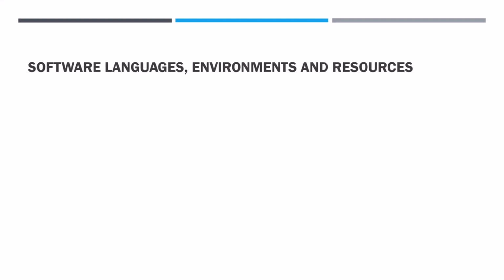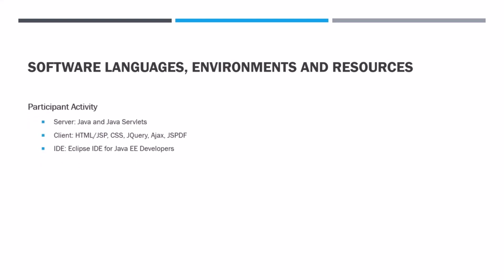The following software development languages and libraries were used on this project. For the participant activity, we had Java and Java servlets on the server side. On the client side, it was HTML inside JSP files, Java server pages, CSS, so cascading style sheets for the styling, jQuery for the behavior, Ajax to send data from the front end to the server, JSPDF for the consent form.